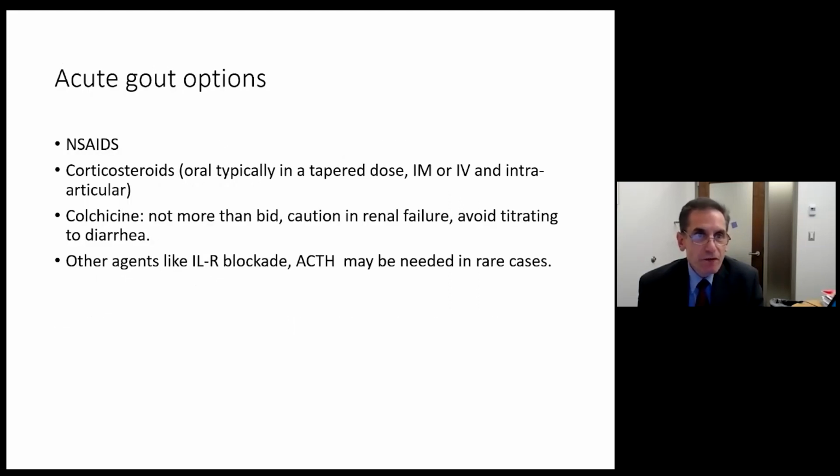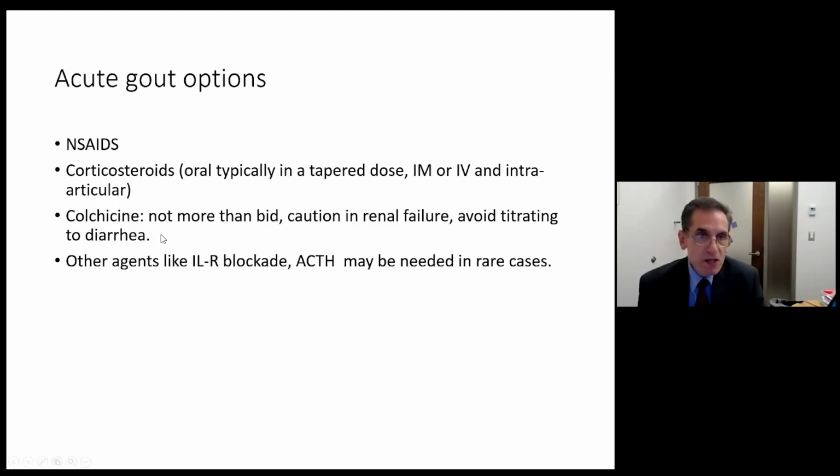What do you do for treatment of gout in the acute situation? In patients where there is no renal failure or risk for ulceration of the GI tract, NSAIDs are reasonable options. Corticosteroids, typically given in tapered oral doses, or intramuscular or IV, can be used. And if there's just one joint involved, then intra-articular steroids are useful as well.